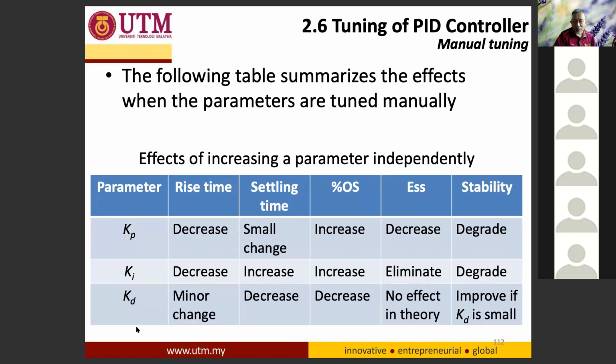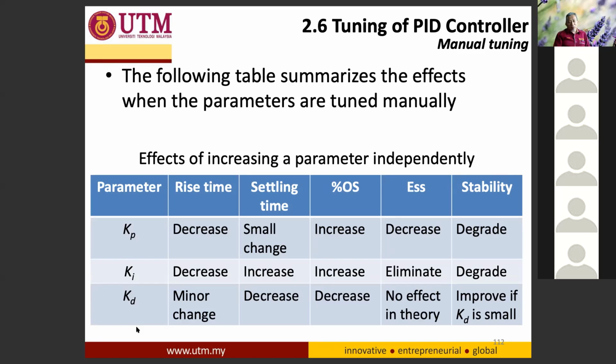Okay, for example, if you tune KP, the rise time will be decreased. The settling time has a small change, and the overshoot can be increased if you increase the gain. Steady state error will be decreased, and stability will be degraded, meaning that it's not satisfied at all if you're using KP. So KI, when you tune KI, rise time will be decreased, settling time will be increased, overshoot percentage will be increased, steady state error will be eliminated totally because we are using integral. Then the stability also will be degraded.